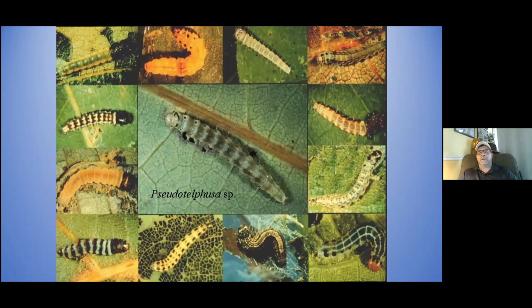Here's just a little slide showing all the different species of leaf ties that build and live inside those little leaf ties on oaks. So just on white oak alone, you can find any of these dozen or so different species.